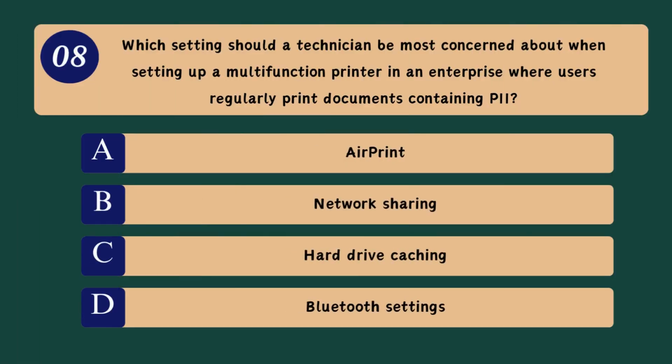Question 8. Which setting should a technician be most concerned about when setting up a multifunction printer in an enterprise where users regularly print documents containing PII? A. AirPrint. B. Network sharing. C. Hard drive caching. D. Bluetooth settings.